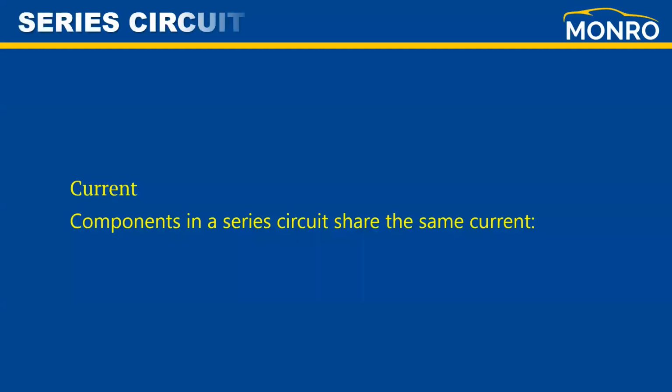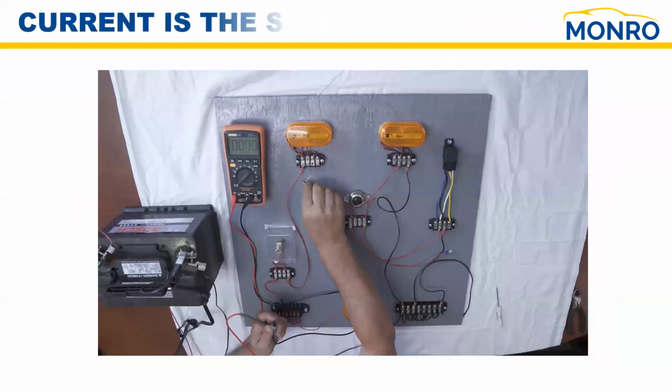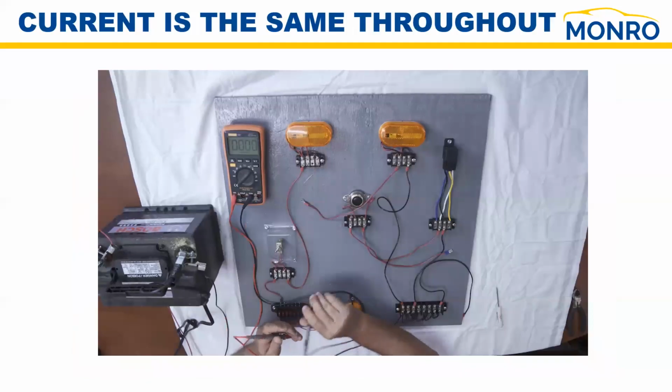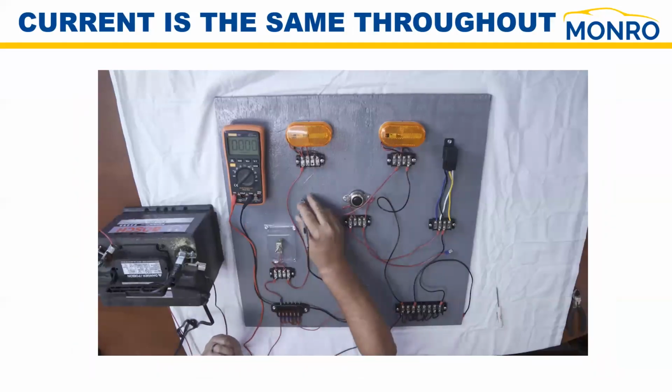From there, there are some rules about current. The current in a series circuit is going to be the same no matter where I measure it. Here's what I mean by that. If we take this particular series circuit, we're going to open up the circuit. We've got our amp meter.